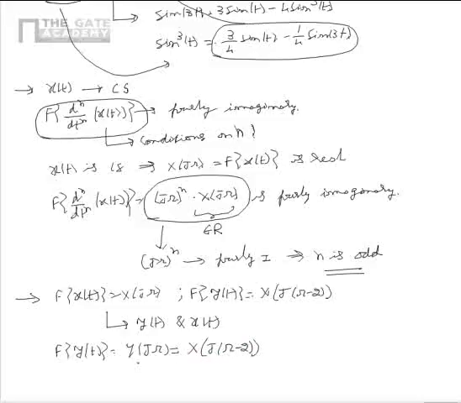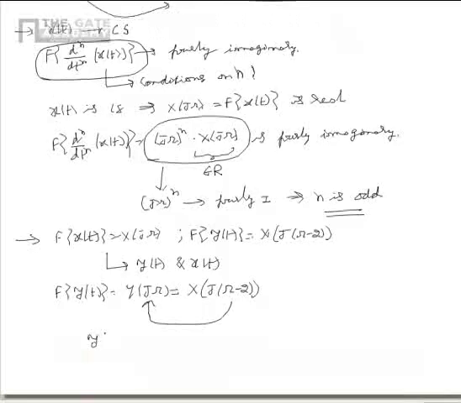Here we see that in the frequency domain, y of j omega is obtained by shifting x of j omega by 2. So we know that shifting in the frequency domain is equivalent to multiplication in the time domain, which can equivalently be written as y of t is equal to x of t multiplied by something. Now we have to find the factor by which we do that multiplication.